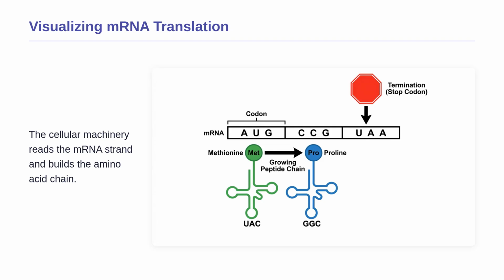The first adapter binds to AUG and brings the green methionine sphere. The second adapter binds to CCG and brings the blue proline sphere, linking it to the methionine. Finally, look at the UAA codon on the right. Instead of an amino acid, it triggers a red stop signal, terminating the process. This diagram perfectly illustrates the step-by-step assembly of a protein.